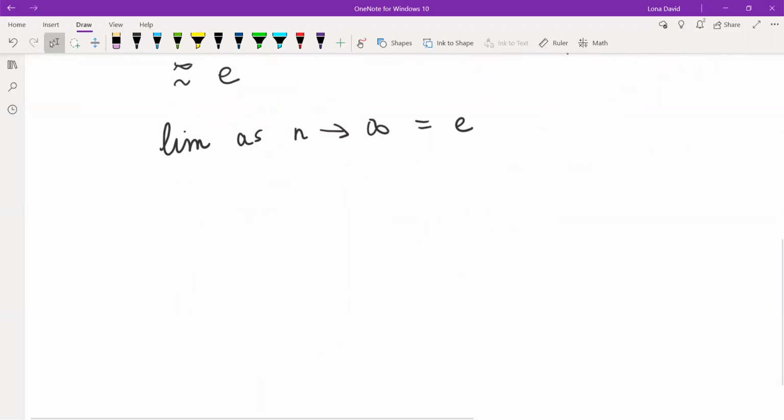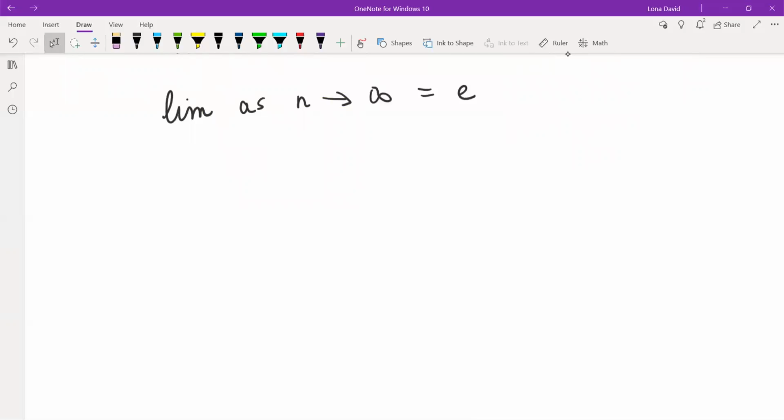Okay, so that is one way that e shows up. This is the second way, and there's many of them. Okay, I'm just going over a few. This is probability. And this is a crazy thing. This is a really crazy thing.